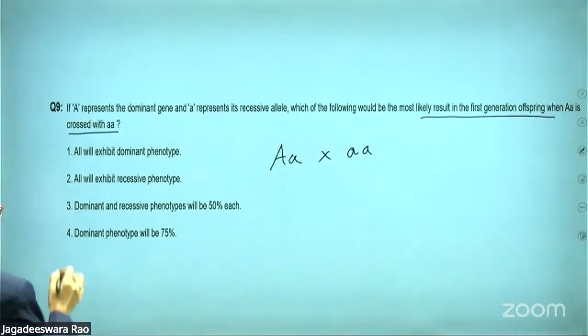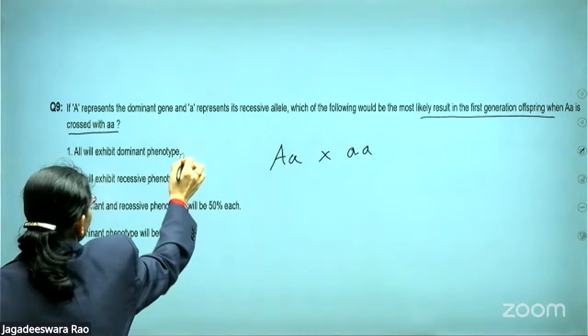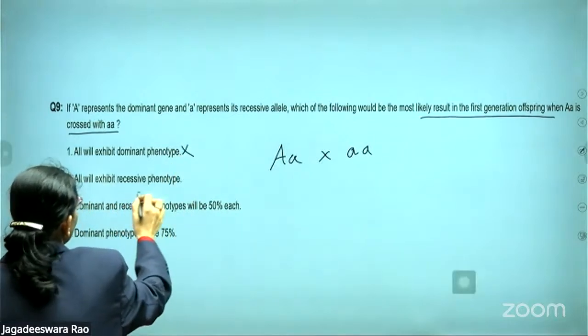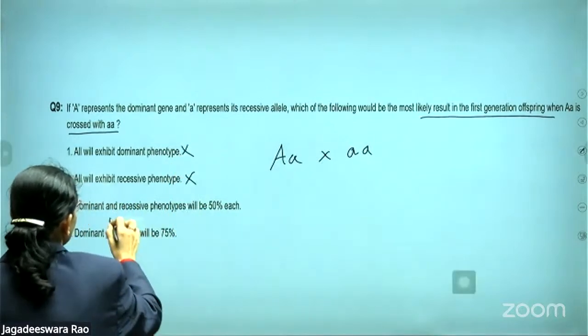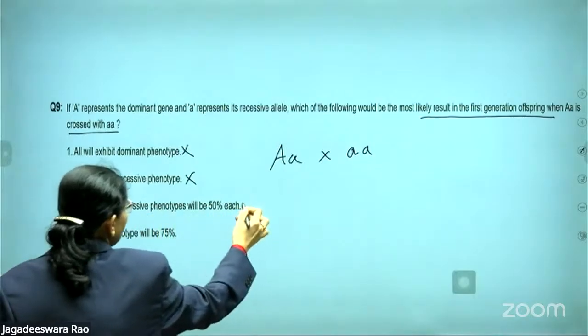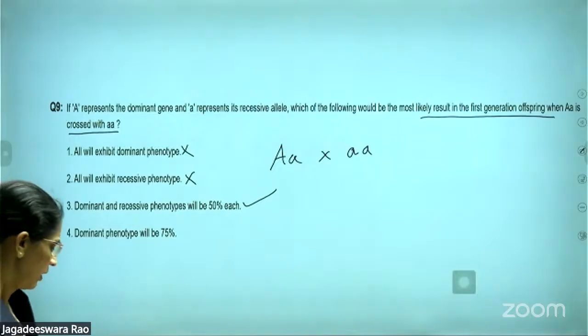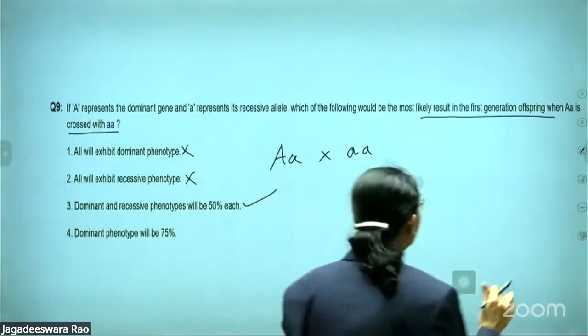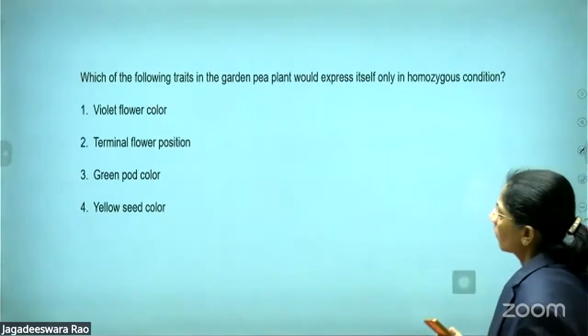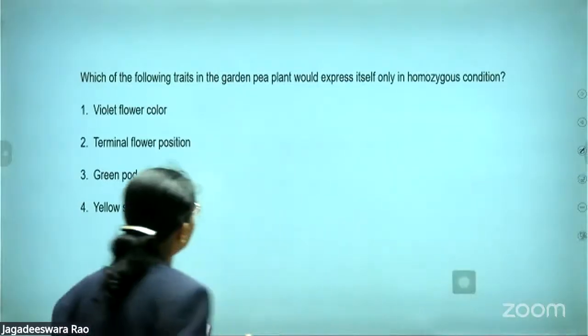What options are given? All will exhibit dominant phenotype, wrong. All will exhibit recessive phenotype, wrong. Dominant and recessive phenotype will be 50% each. That should be your answer. Got it, children?